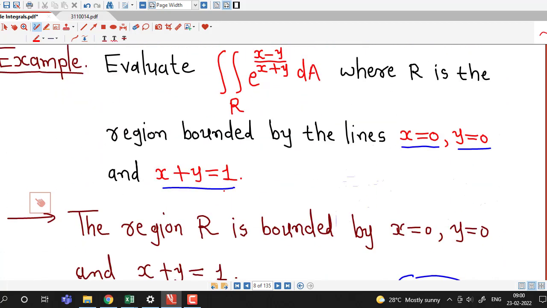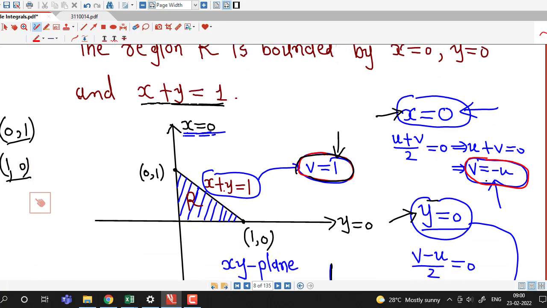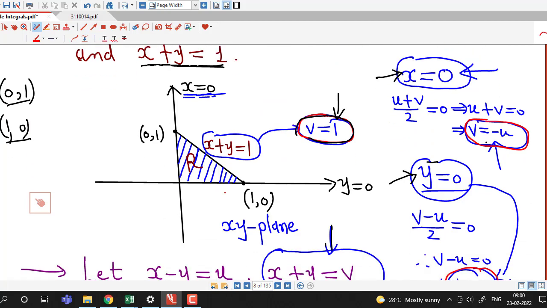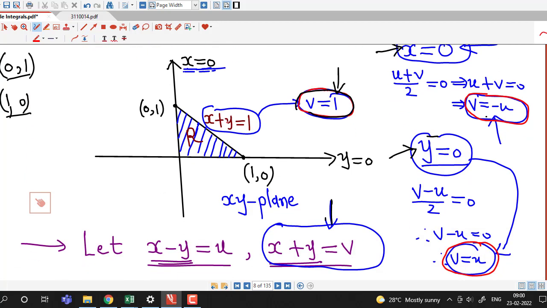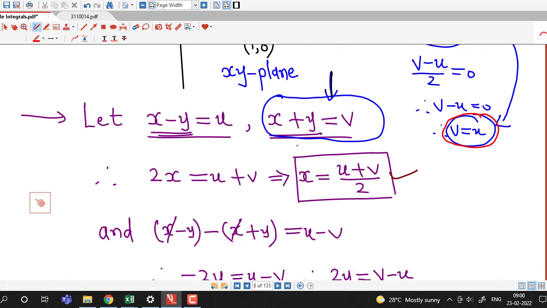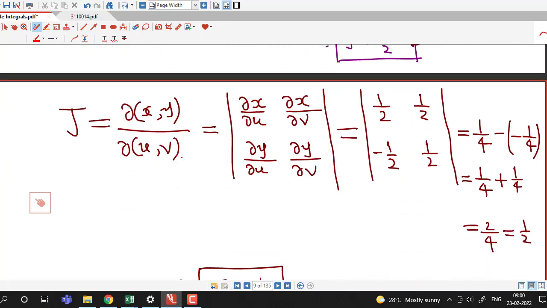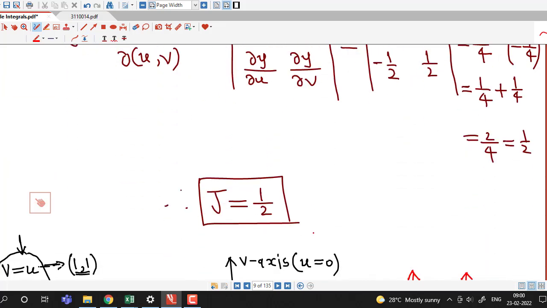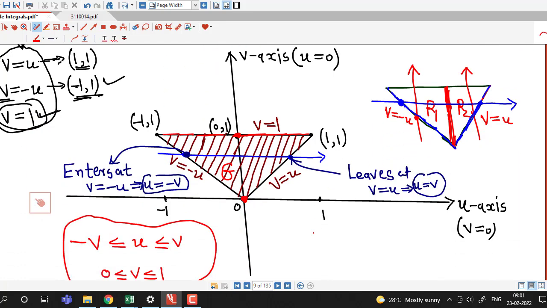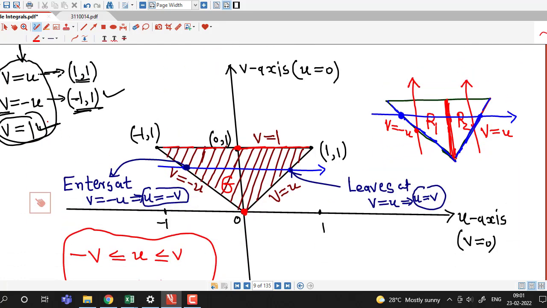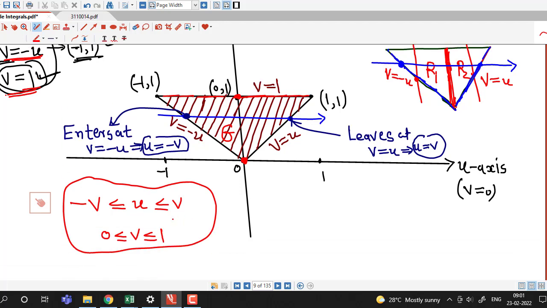So what we have done up to this, we have first decided the region of integration in the XY plane. Then we have converted boundaries of the region in the XY plane in terms of u and v by considering this transformation. We have also obtained the Jacobian of xy with respect to u and v, that is 1 by 2. After that, we have sketched the region of integration in the UV plane that we will require for integration in the UV plane. So using this region of integration, we obtain the limits of new variables u and v.